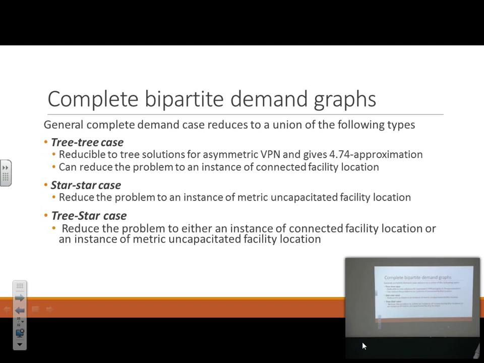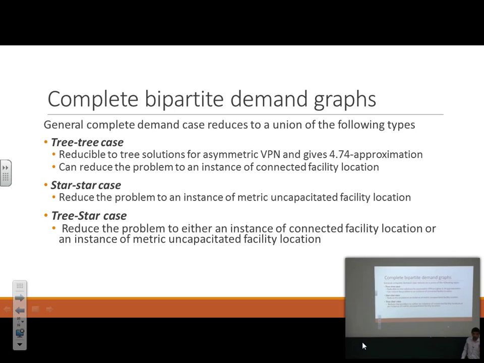Now when the demand graph is complete bipartite, it doesn't mean that each node on each side is the same. So there can be trees and stars on the left, trees and stars on the right. But if you can solve one of these three instances, you'll be fine, because you can decompose the problem into one star problem, one tree problem, one tree star problem, one star tree problem. The union of those four will give you a solution to the complete bipartite demand case.